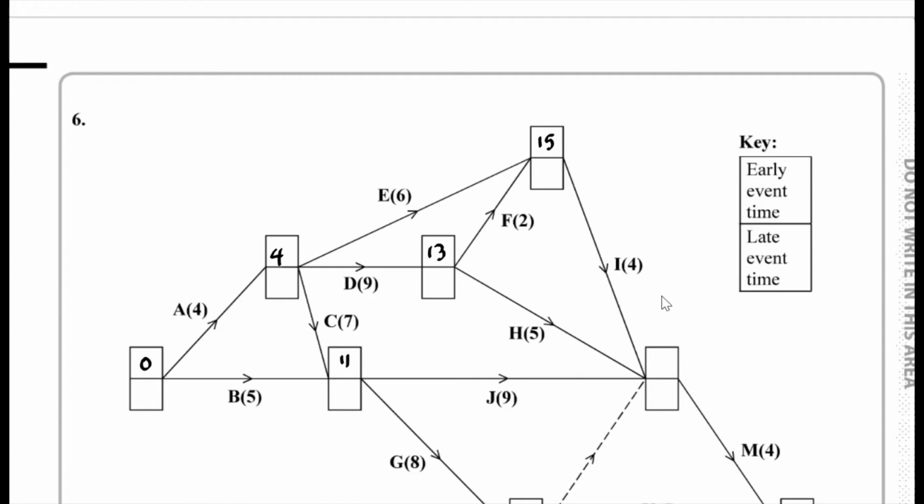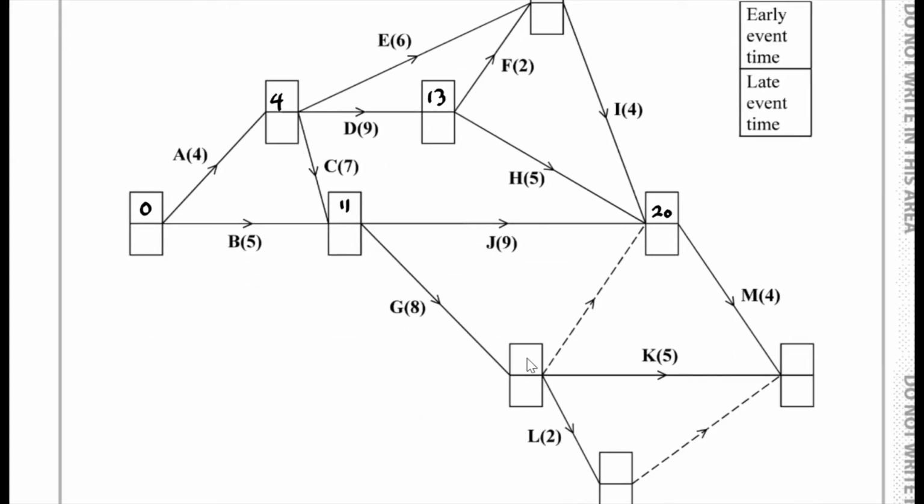And now if we consider this element over here, well, there's a couple of things to bear in mind. We can go from 11 plus the 9 from J, that brings us up to 20. We have the 13 plus the 5 from H, that brings us up to 18. And we have 15 plus the 4 from I, that brings us up to 19. Of course, we want the biggest one. That would be 20. Okay? So we put down 20 over here. Right, let's just get rid of this.